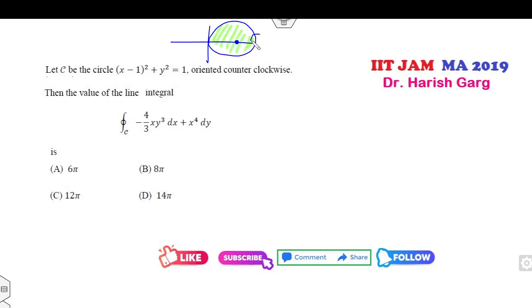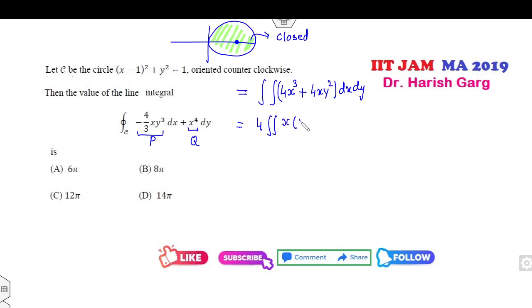So clearly say this is my closed. Fine. These are my polynomials. This is my polynomial. So polynomials are continuous. Derivatives are also continuous. So yes, you can apply the Green theorem. Double integration. Derivative with respect to x, 4x cube, minus derivative with respect to y. So minus minus plus 4xy square dx dy. Fine. So I can take 4 as common. Double integration of x square plus y square dx dy.